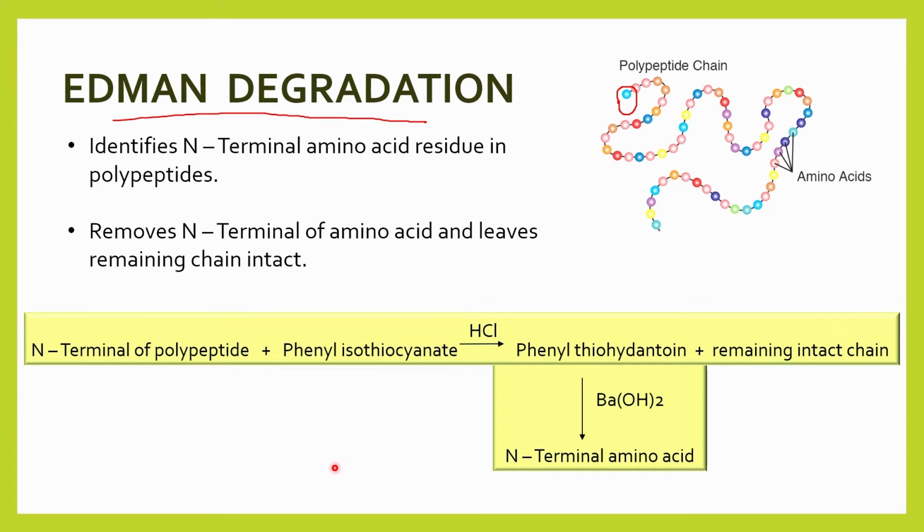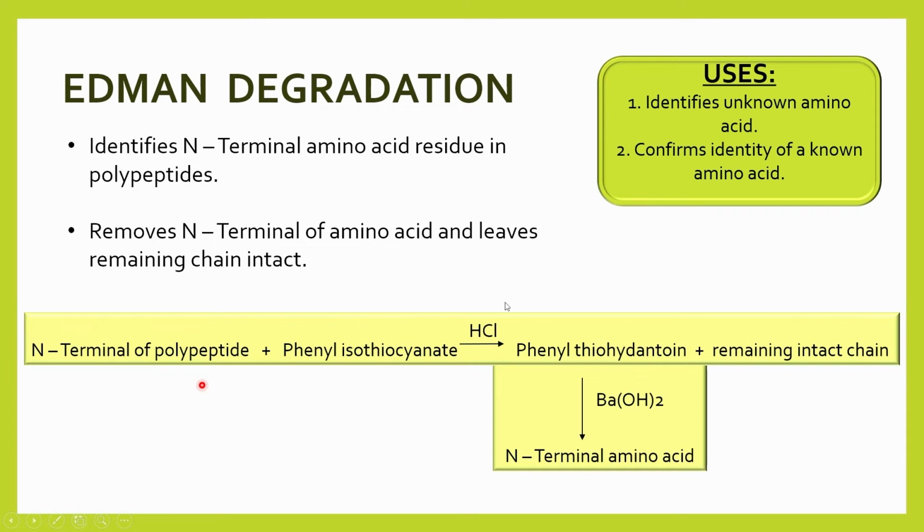This reaction is very important because not only does it identify the N-terminal amino acid, but it also helps us to remove this amino acid, leaving the remaining chain intact. Looking at the basic reaction given in this box, if we react the N-terminal of the polypeptide chain, which means a polypeptide having the NH2 group free, with phenyl isothiocyanate and a reagent like HCl, we'll have the formation of phenylthiohydantoin.